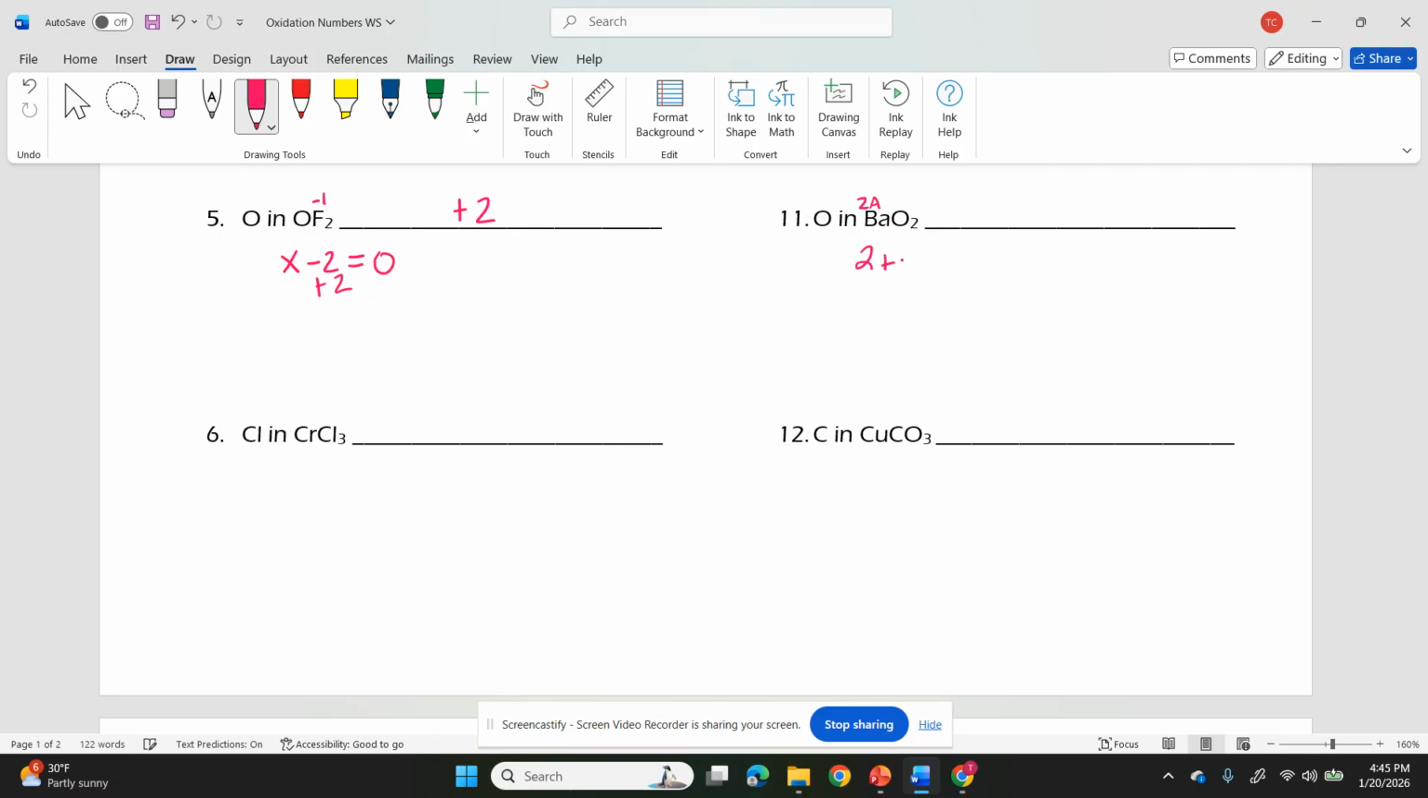Then I have 2 oxygens, and I don't know my oxygen, and this is all set to 0 since this is neutral. From here, we can subtract the 2 to the other side and then divide by 2, and you actually get a -1 oxidative state for oxygen, showing that this is actually a peroxide.